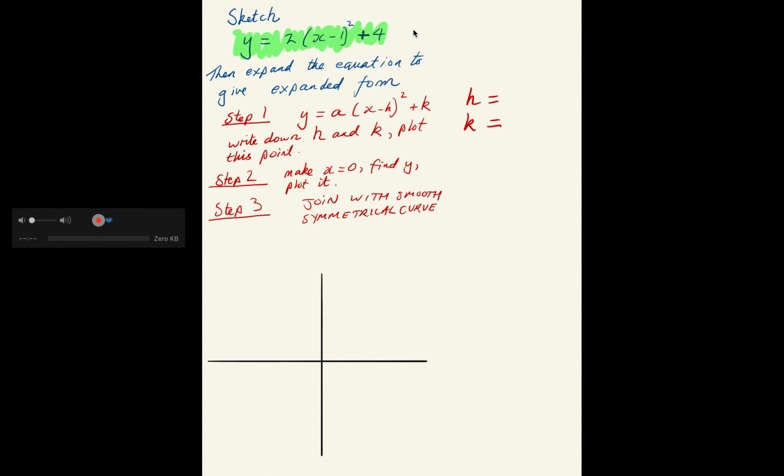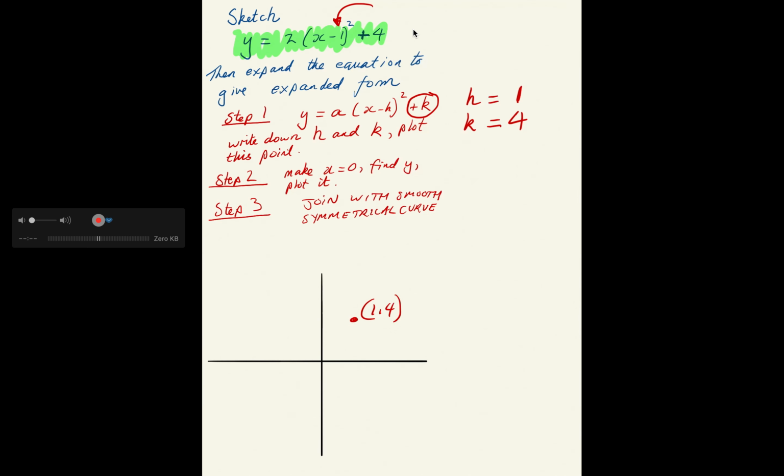Okay, so we need x minus a value. So x subtract 1. Okay, well that's exactly what this is. This is x subtract the h value. The h value is 1. And then the k value is just the extra bit added on at the end. So 1, 4 is the vertex.